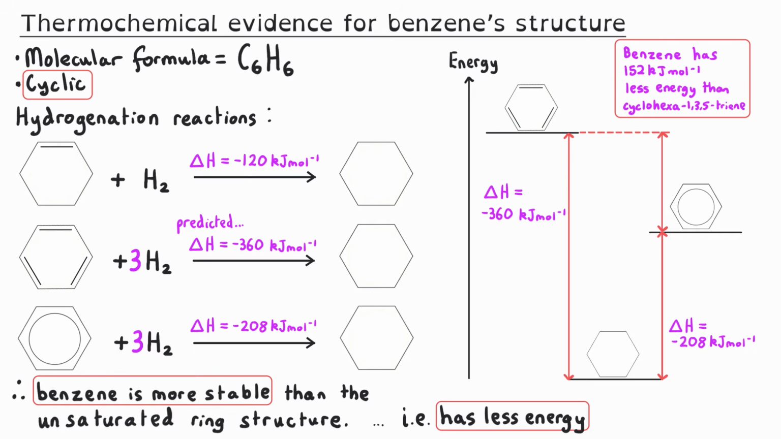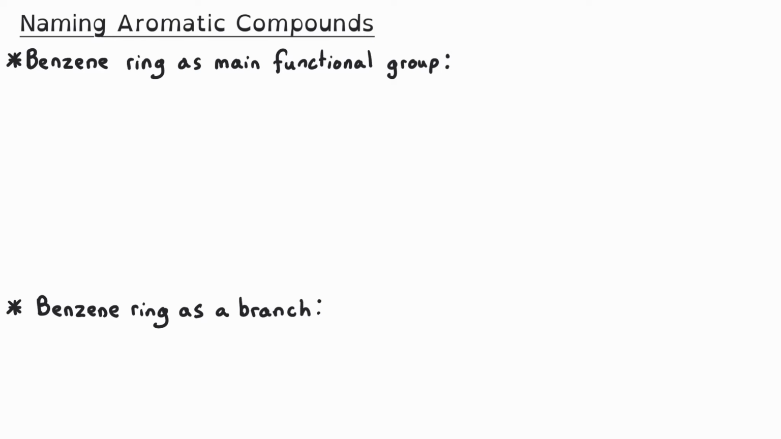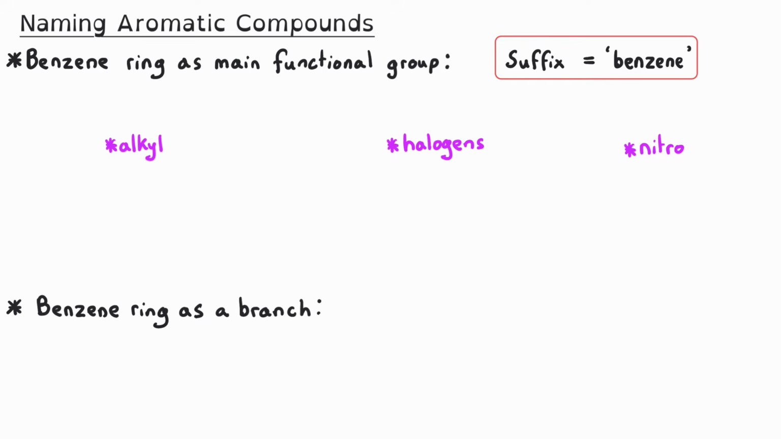It's very common for the benzene ring to have different groups attached to it, and when naming aromatic compounds, there are 2 important things to consider. If the benzene ring is considered to be the main functional group, you will need to use the suffix benzene as part of the compound's name. And this is necessary when you have got halogens attached to the benzene ring, when there are alkyl groups attached to the benzene ring, and when there are nitro groups attached to the benzene ring.